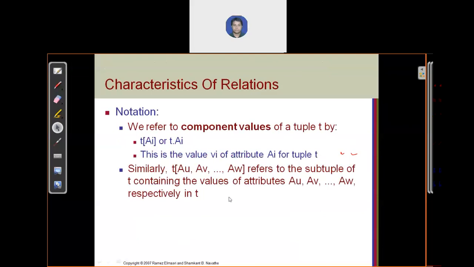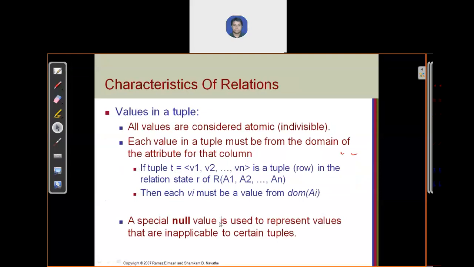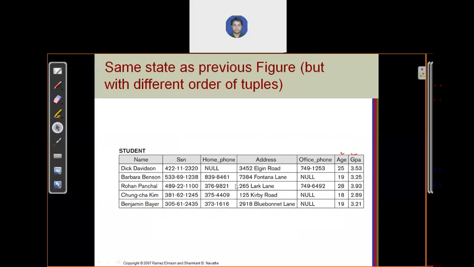And how can we find these component values? There is one way. The first is like this: write the tuple, mention the tuple number and which attribute we are talking about. Or you can use the dot notation, tuple followed by a dot, followed by the attribute name. Like here, in this table, I want to mention this cell value. So how can you call this cell value?